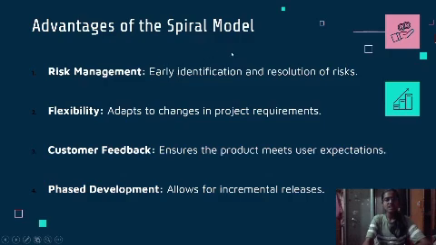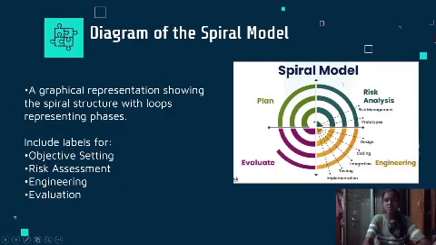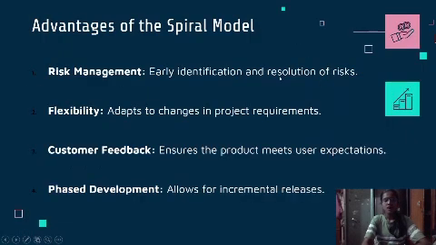Then we have the advantages of the spiral model. So the four main advantages of this spiral model are risk management, which is early identification and resolution of risk. Since you will be doing the prototype and the risk management analysis in the second part itself, risk management is one good advantage of the spiral model.